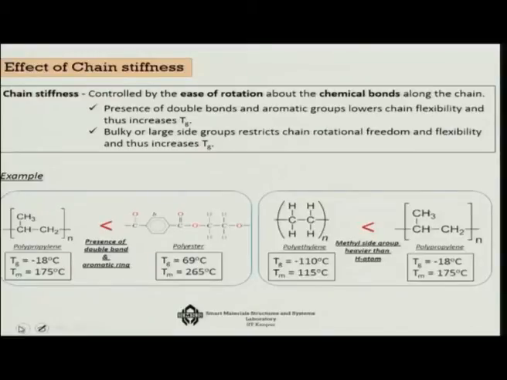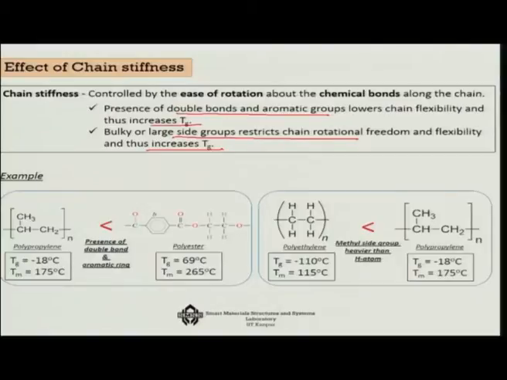Now for the chain stiffness, this is controlled by the ease of rotation about the chemical bonds. So if you have presence of double bonds or aromatic groups, this will definitely lower the chain flexibility, and thus it will increase the Tg. If you have bulky large side groups, that will restrict the chain rotational freedom and flexibility, so you are going to get an increase in terms of Tg.